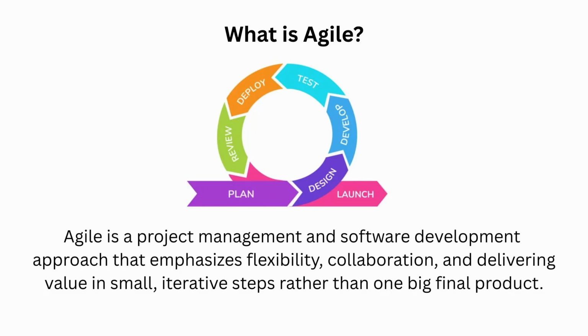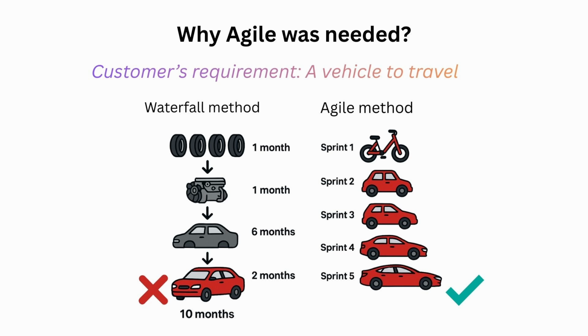Agile is a project management and software development approach that emphasizes flexibility, collaboration, and delivering value in small, iterative steps rather than one big final product. To understand Agile, let's consider an example.